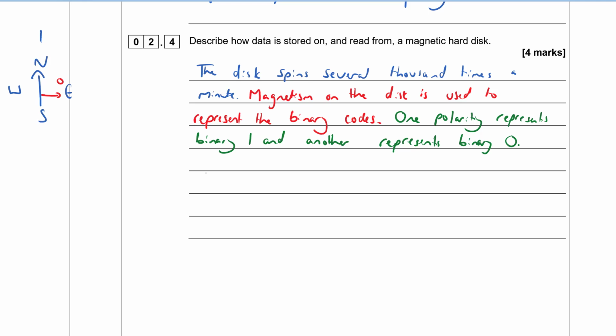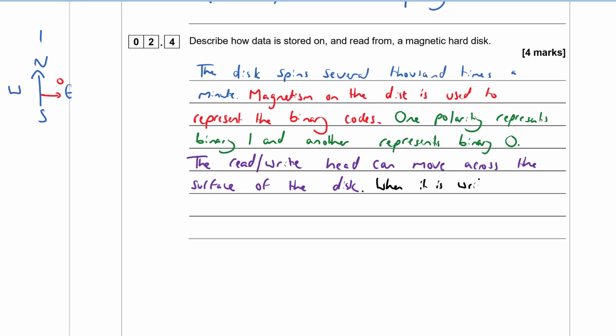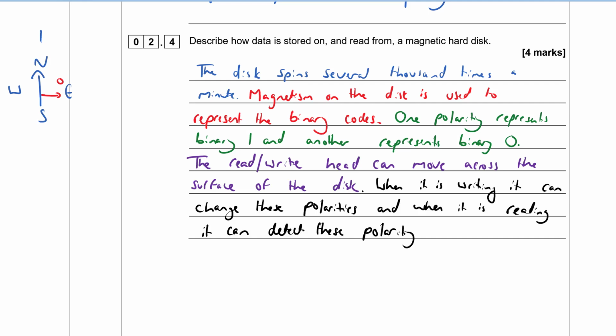I've done colours as I made separate points. You wouldn't in the exam, of course, but it can be useful to really think about breaking down your sentences so that each one is worth a mark. So I mentioned the disk spins, but also the read-write head moves. We haven't really mentioned how actually the data is read from it. We've said how it's stored-ish. So let's say the read-write head can move across the surface of the disk. And then let's say when it is writing, it can change these polarities, and when it is reading, it can detect these polarities. Okay, and that should be sufficient for 4 marks. I think that's a fairly complete answer.